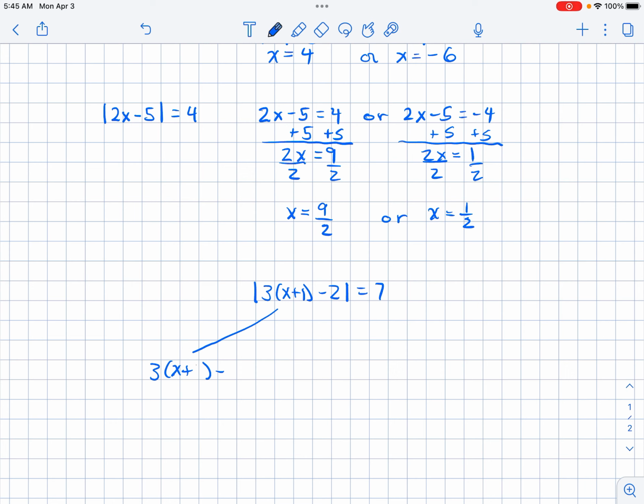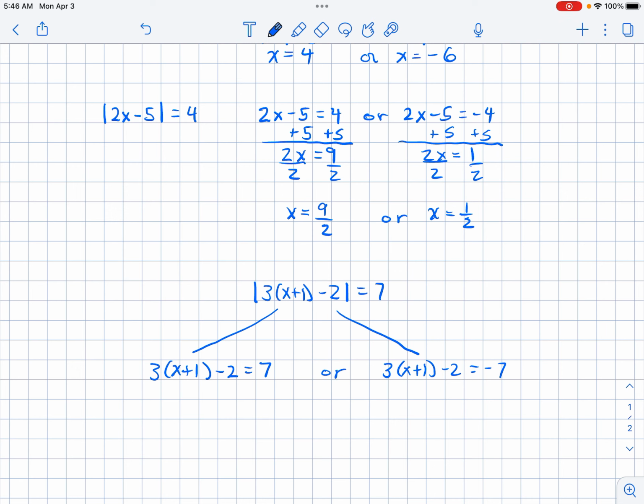3(x + 1) - 2 = 7. Okay, there's the first one. Or, come over here to the other side, 3(x + 1) - 2 = -7. And notice the only difference in these two equations is that on the one hand, I'm equal to 7, and on the other hand, I'm equal to negative 7.